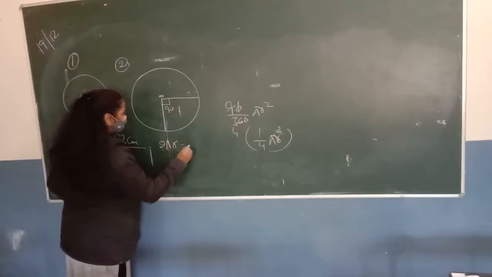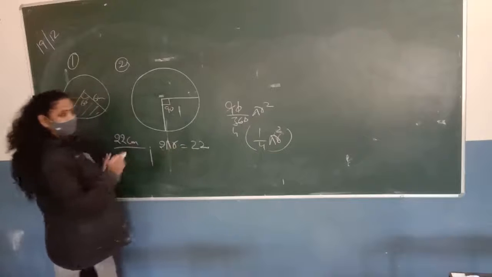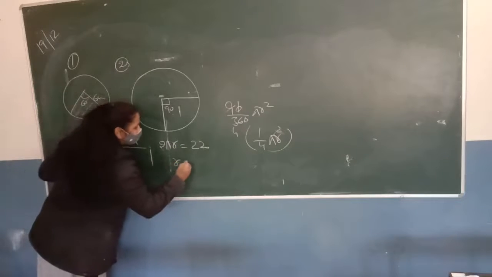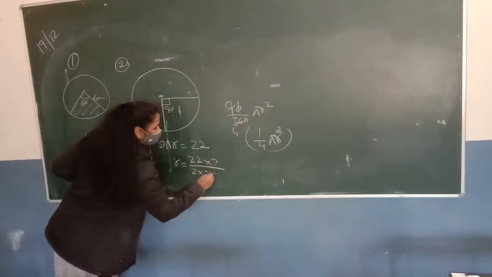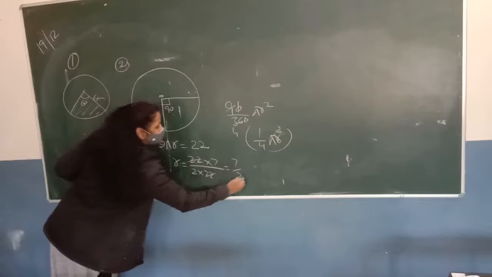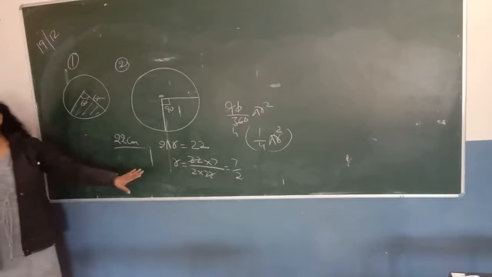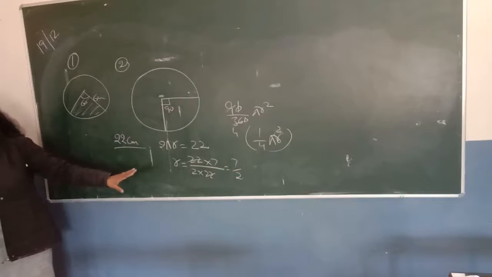2 pi r is equal to 22. So we can find the radius. R is equal to 22 upon 2 into pi. It will be 7 upon 2. This is the radius. So what do we have to find? Area of the sector. Yes, ma'am.